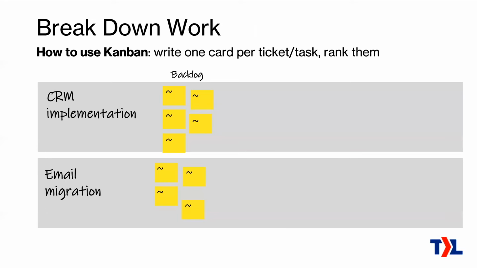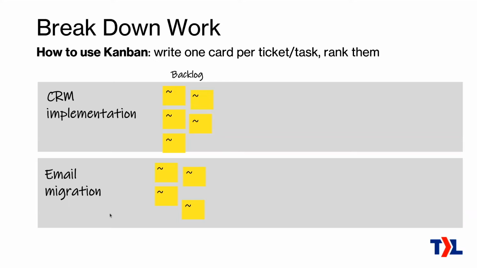So how do we use Kanban for this part of the process? As you break down the work, you're going to write one card per ticket or task, and then you're going to rank them. Okay, so here we've got 5 tickets for the CRM implementation. We've got 4 tickets here for the email migration, and you stick them on your wall if that's what you're using, the physical boards there, and you rank them. So these aren't just a bucket of 4 or 5 tickets in any random order. These should be done in the order that this work needs to be completed. Okay, so 1, 2, 3, 4, 5, and so on.